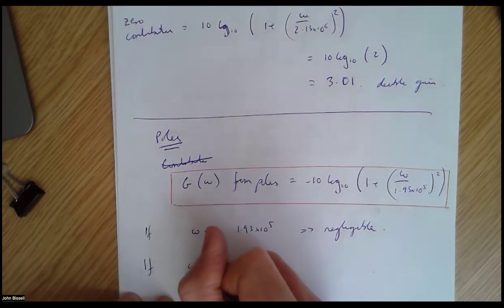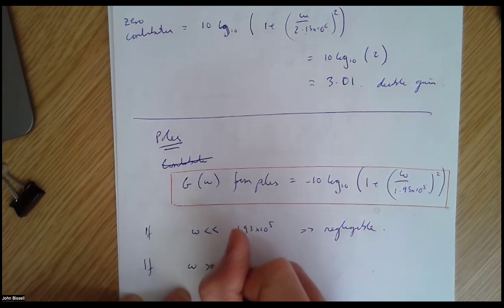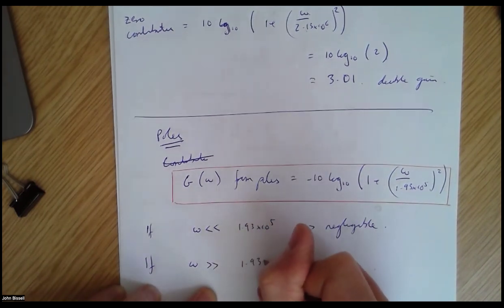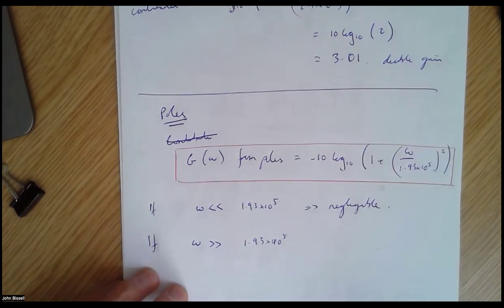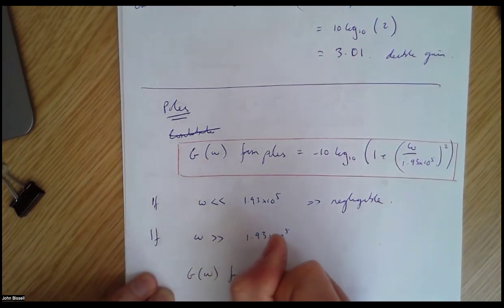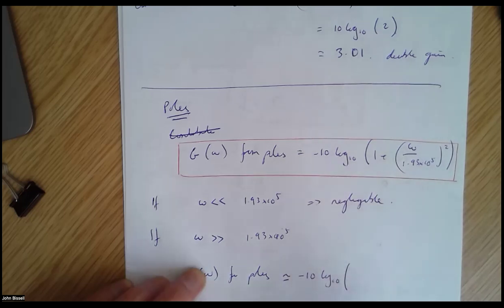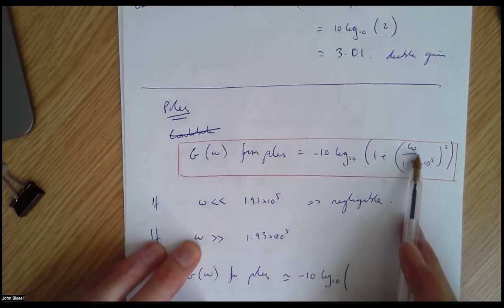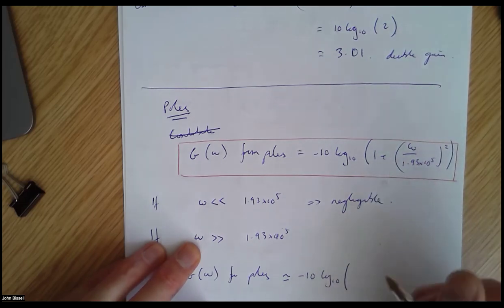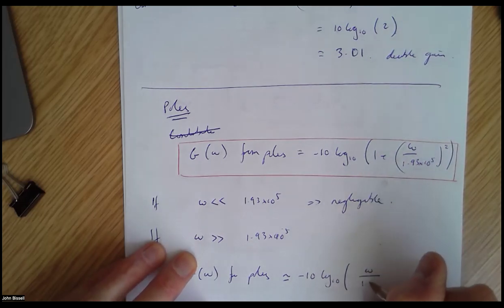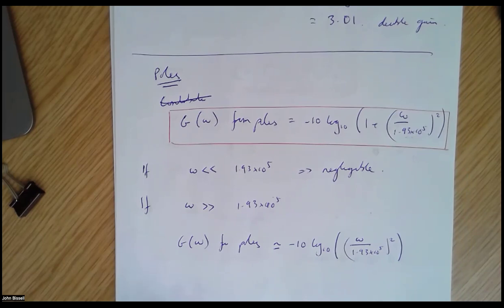If omega is much greater than 1.93 times 10 to the 5, then G(omega) from poles is approximately equal to minus 10 log to base 10. So omega is much bigger than this term, so this term dominates over 1, and we just get left with omega over 1.93 times 10 to the 5, squared. Agree, Gamaliel?